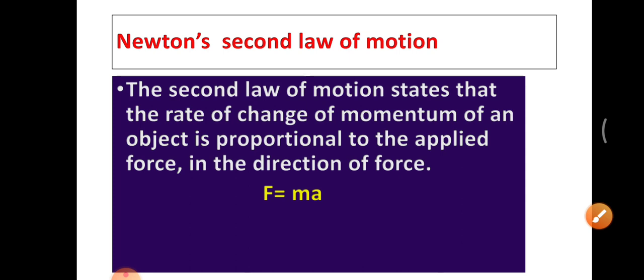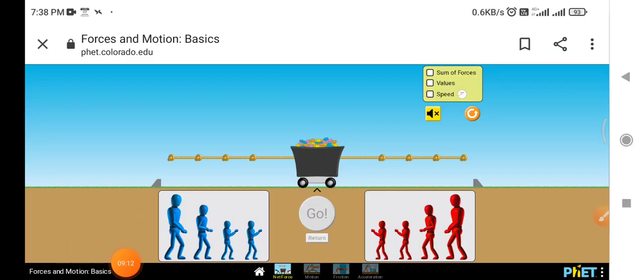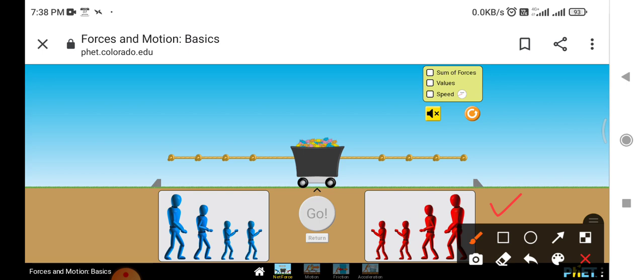So next we are going to see the live experiment about unbalanced and balanced forces under Newton's first law and second law. So look at this experiment. From this experiment I am going to explain balanced and unbalanced forces. So here there are two teams. This is the first team and this is the second team. In each team there are 4 members: 1, 2, 3, 4, the same as 1, 2, 3, 4. And this is the object kept at the center.